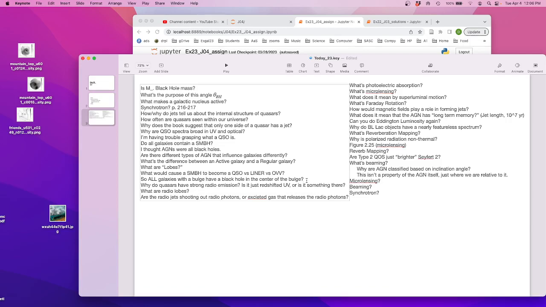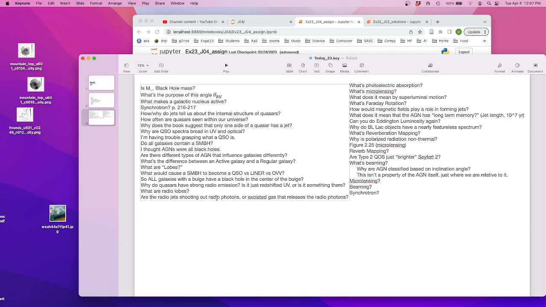Yeah, I think so. Why do quasars have strong radio emission? Is it just redshifted UV, or is it physics? This is a good question. The radio is physics. You'd have to be redshifted really substantially to redshift UV into the radio, and I don't think we can see anything that far away. This comes from synchrotron radiation and magnetic fields, and I'll talk all about where the radio emission comes from.